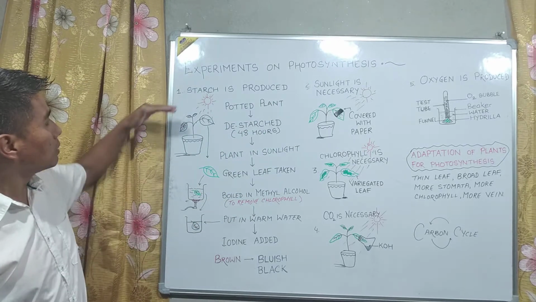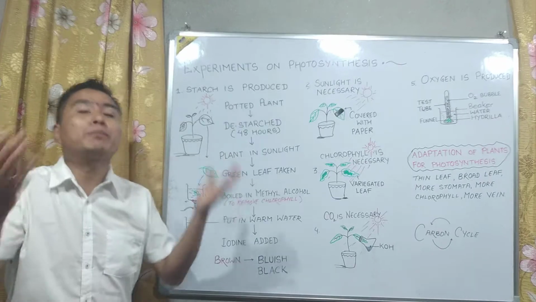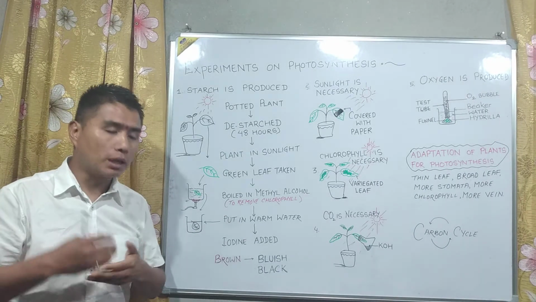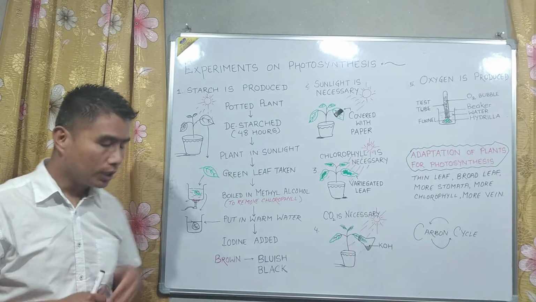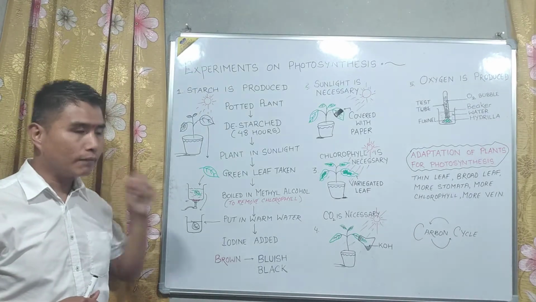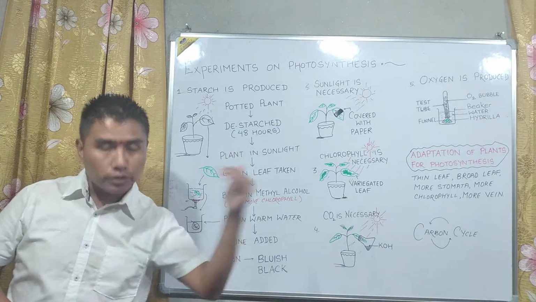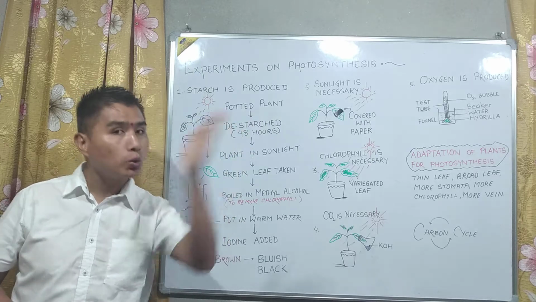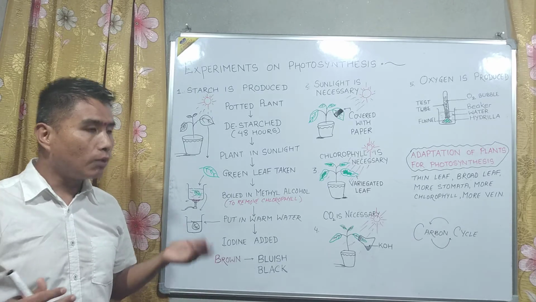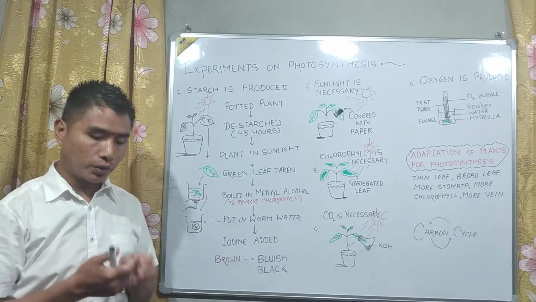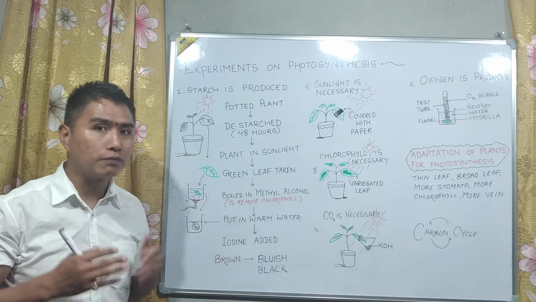For example, number one is that starch is produced as the end product of photosynthesis. How will we come to know that it is the starch only? We have studied that 6CO2 plus 12H2O, in the presence of chlorophyll and sunlight, produces glucose, and that glucose after polymerization produces starch. Theoretically we have come to know. Now how will we prove that starch is produced at the end of photosynthesis?